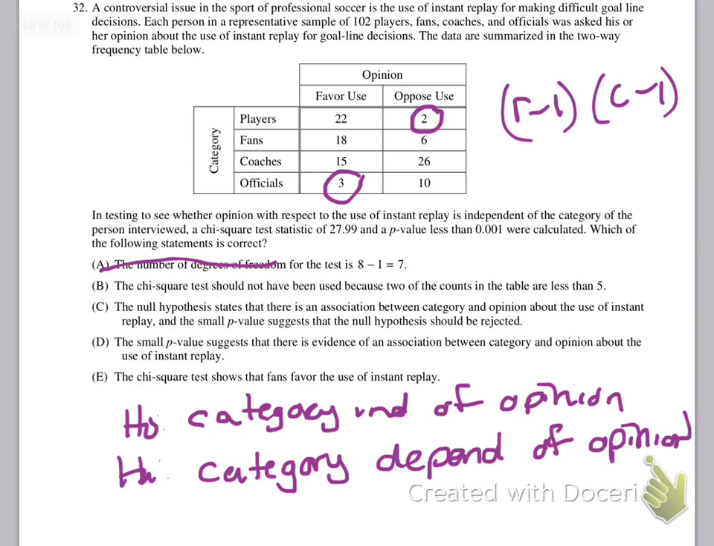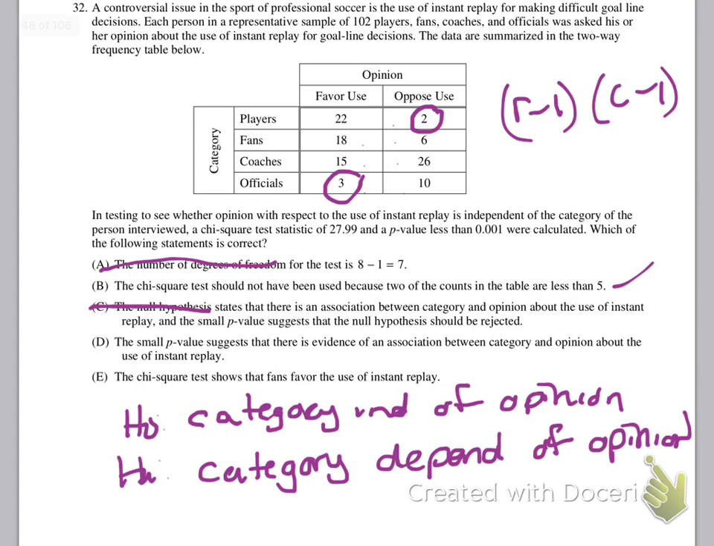Now, it's okay if 20% is less than 5. So 20% of cells. So we have 1, 2, 3, 4, 5, 6, 7, 8. So 8 times 0.2 is 1.6. So it's okay if one of them is not 5, but 2 of them. So I think that is the answer, but I'm going to go check the other one. The null hypothesis states that there is an association between category and opinion. Okay, remember, null hypothesis says that there isn't one, so that's C.